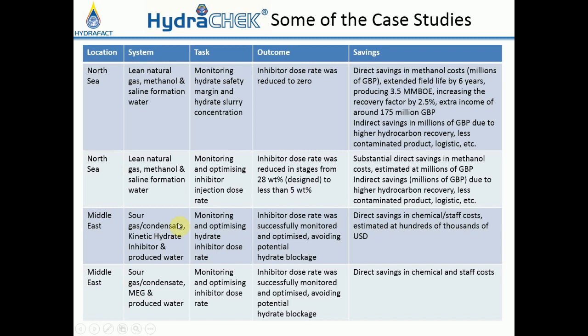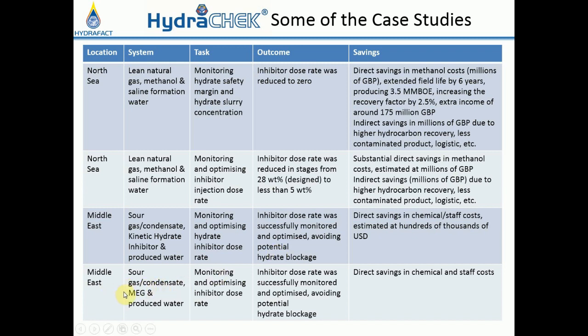Another case, Middle East sour gas condensate, where kinetic hydrate inhibitor was being used. The objective here was monitoring and optimizing hydrate inhibitor dose rate. The inhibitor dose rate was successfully monitored and optimized, avoiding potential hydrate blockage and direct saving in the chemical and lab cost, leading to thousands of US dollars.